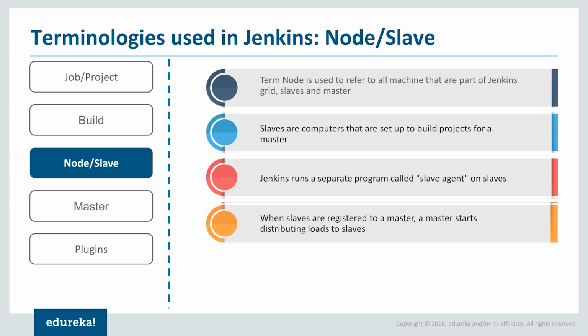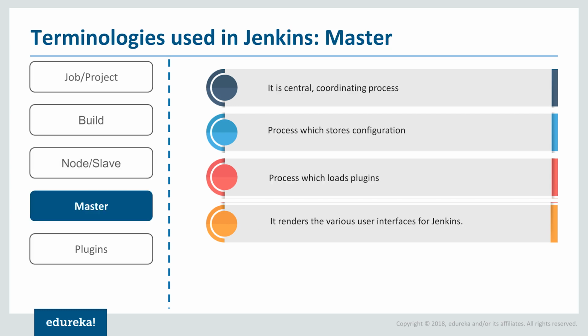So when slaves are registered to a master, the master starts distributing loads to the slaves. So you can have different slaves. You can have 10, 15, 20, hundreds of slaves at your disposal. And based on certain criteria, Jenkins on your behalf will distribute the tasks to different slaves. Similarly, master is your main Jenkins machine, basically referred to as Jenkins master.